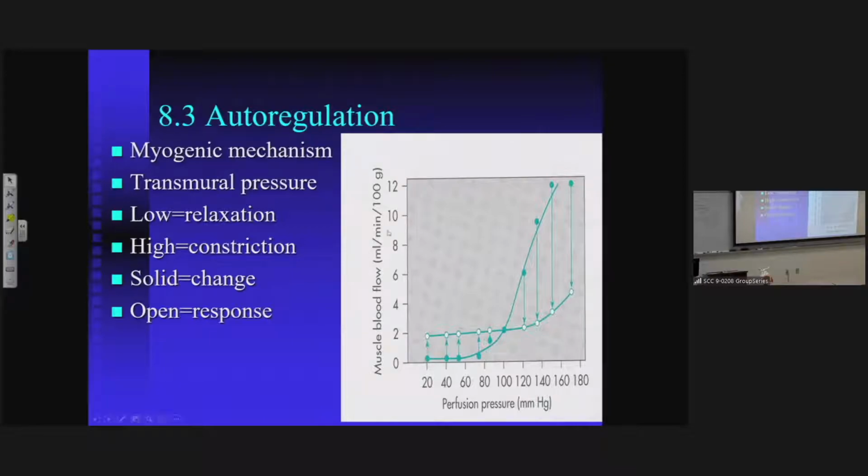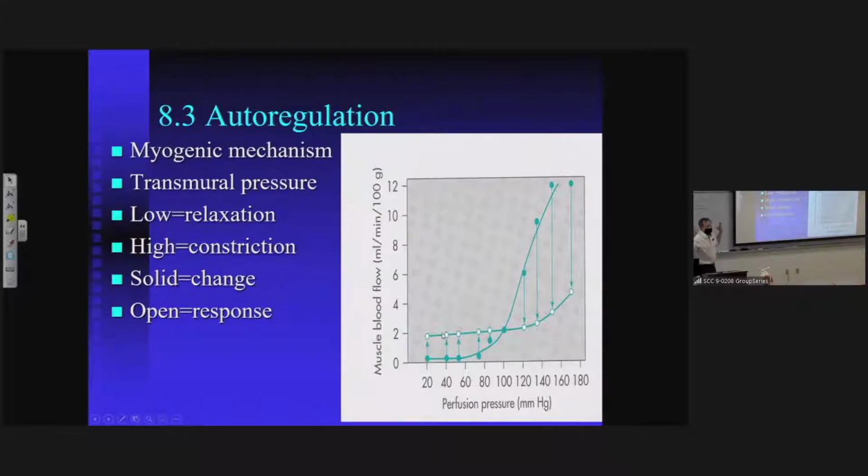On the other side, if we have really high perfusion pressure, we're going to get a lot of flow and the body doesn't need that much. So it'll cause vasoconstriction and that'll bring down the rate of flow. It's not a flat curve because it's not a perfect system, but it can maintain a fairly steady flow rate over a wide, 160 millimeter range of pressure. So that's called a myogenic mechanism.